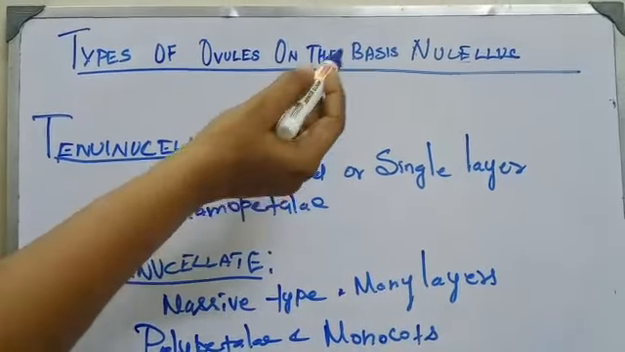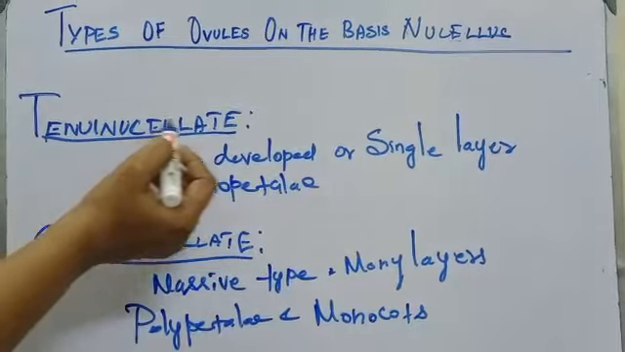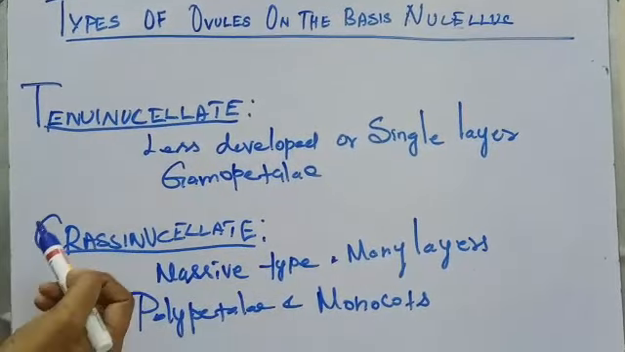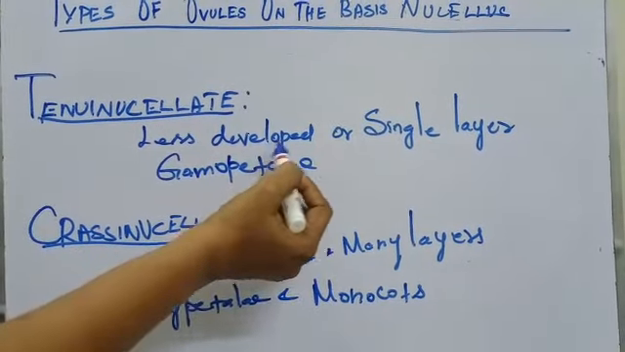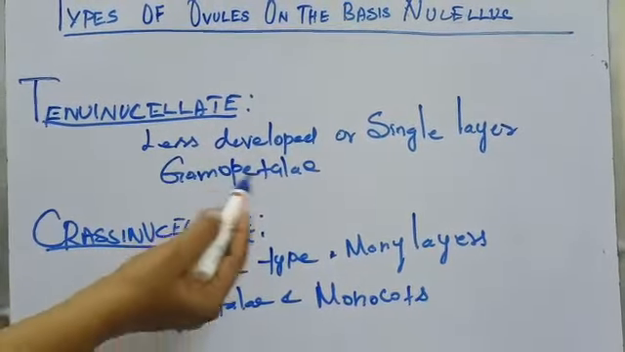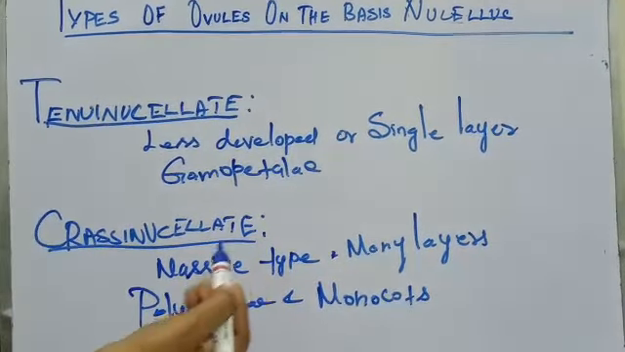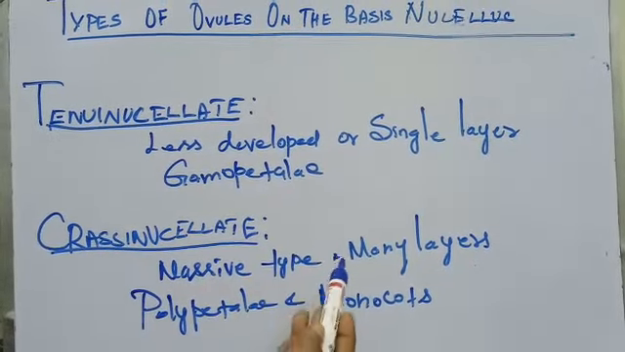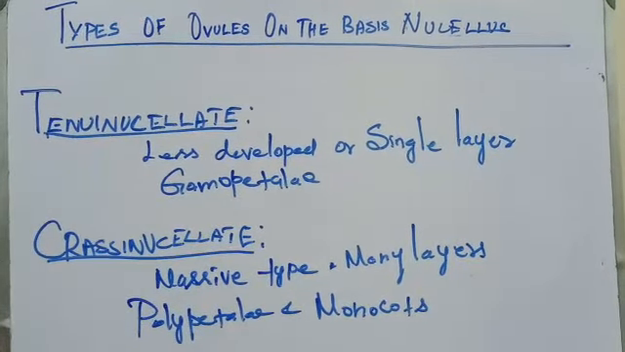Next, types of ovules on the basis of nucellus. Two types: tenuinucellate and crassinucellate. Tenuinucellate: the nucellus is less developed or single layer. Example, gamopetalae. In crassinucellate, it's a massive type. What is massive type? That is, it is made up of many layers. Example, polypetalae and monocots.